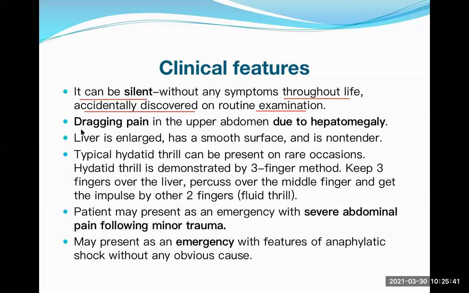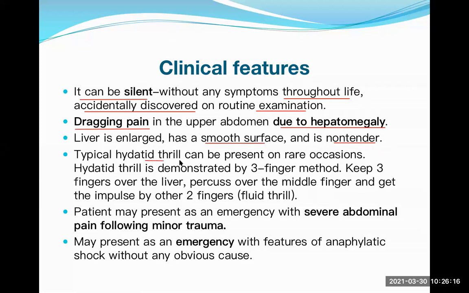Some other clinical features would be dragging pain in the upper quadrant of the abdomen due to hepatomegaly. Yes, the liver will be enlarged because the cyst most commonly develops inside the liver. As a result, the Glisson capsule will be stretched and there will be dragging pain. When we examine that liver, we feel a smooth surface, and this is a non-tender mass. There is no inflammation. Remember, it is not an abscess. There is nothing like infection or inflammation going on there.